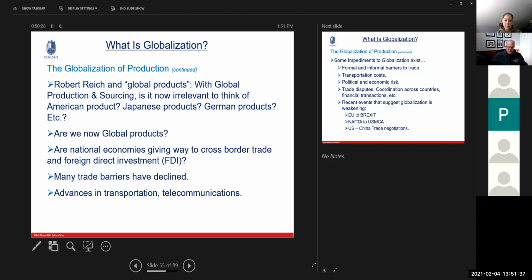Transportation and telecommunication certainly enabled and made my job easier in maintaining those relationships, initially in person, eventually through Skype for Business, WebEx, Zoom, you name it. Advances in telecommunications and transportation are improving and increasing the globalization of our society.